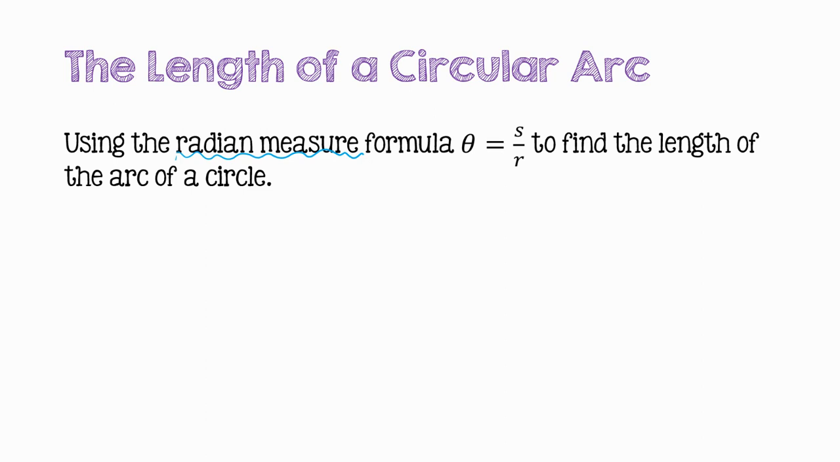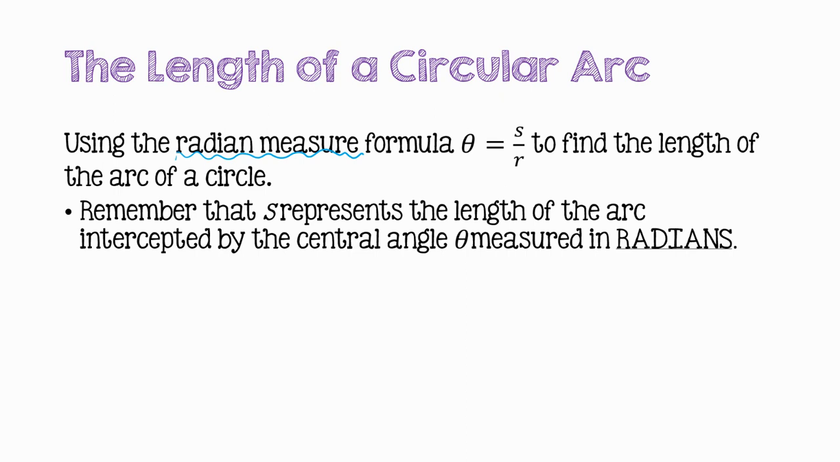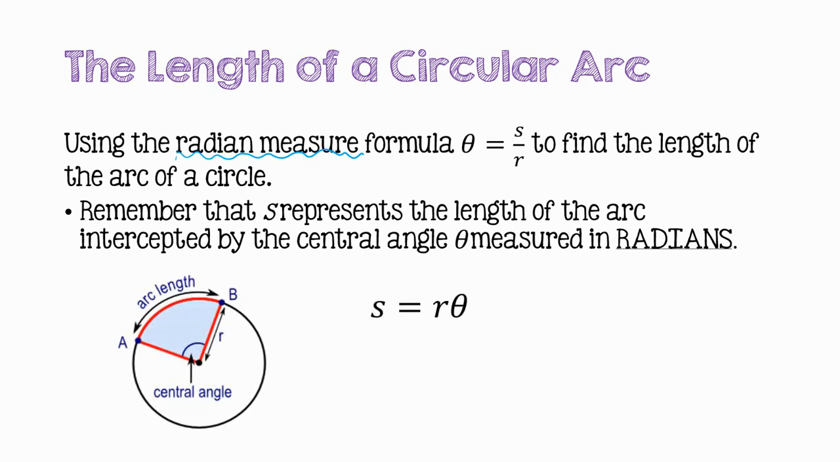So when we're finding arc length, we have to remember that theta is in radians. S represents the length of the arc intercepted by the central angle, and theta is always in radians. I can't say that enough. So again, here is an image for us. We have our central angle. We call that theta. Our arc length is S, and R is our radius. S equals R times theta. It's the same formula, just multiplying R to both sides. They're equivalent.